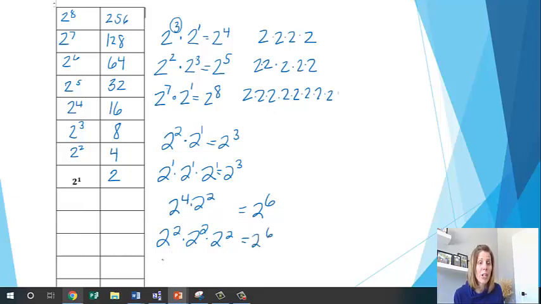A couple other ways, I could have done 2 to the 4th and then multiplied by 2 and then multiplied by another 2. That would give me 2 to the 6th, and notice those are really invisible 1s on them. So if I add my exponents, I still get 2 to the 6th. And then let me just try one more.